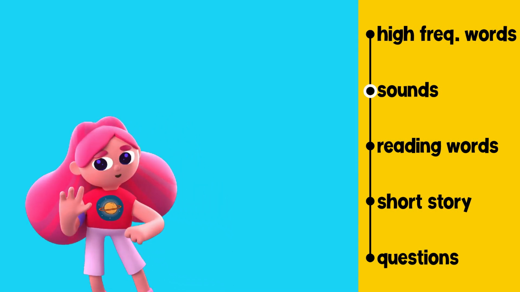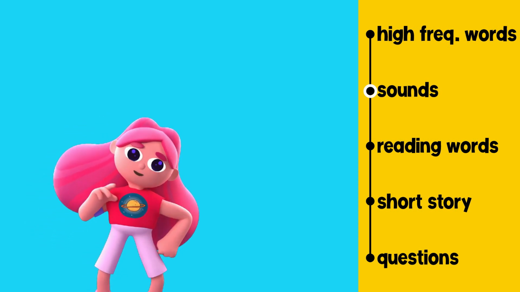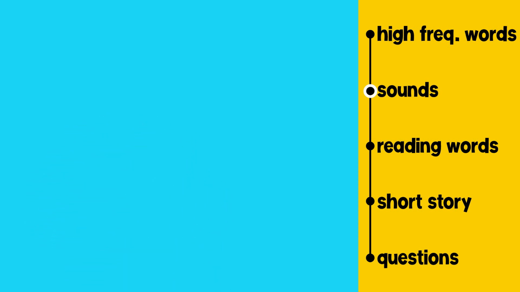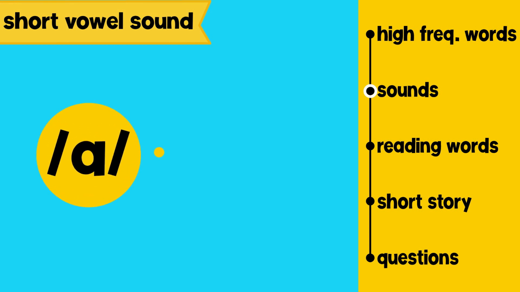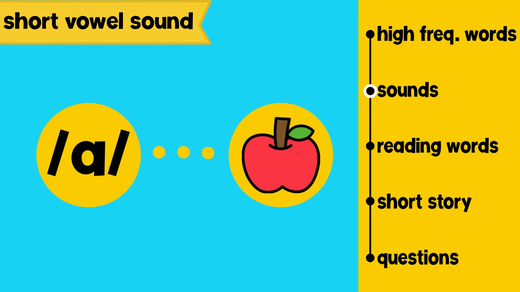Now we'll review the sounds we'll need to know in order to sound out the reading words in today's story. First up is today's vowel, the short A sound. Ah. You should be able to hear that sound in the beginning of the word apple.